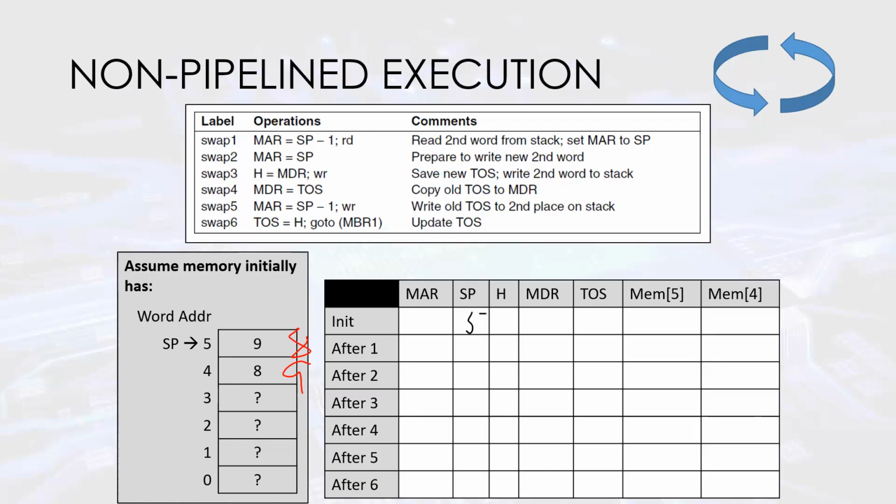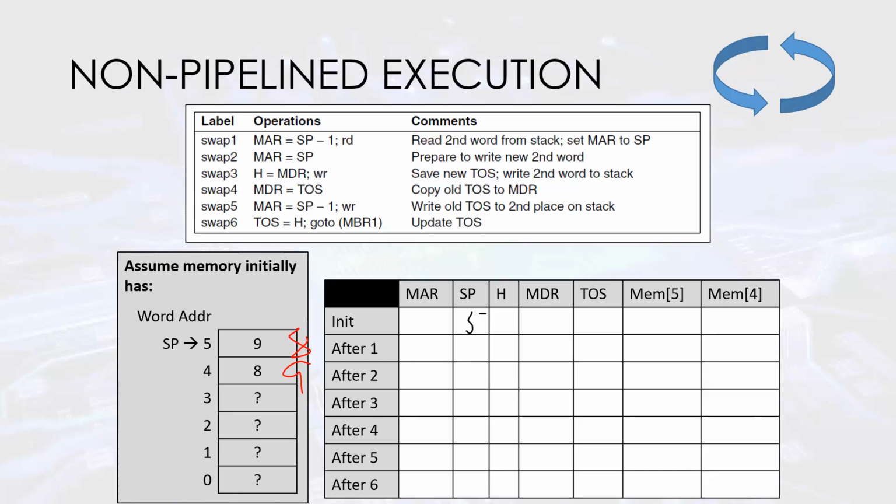MAR should be 4. So what makes you say that? Sorry, this is initially before we've run a single instruction. You're right, but you just ran after the first instruction. So I'll call on you after that.